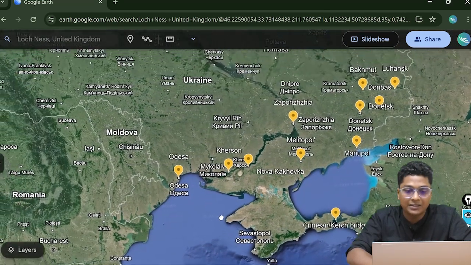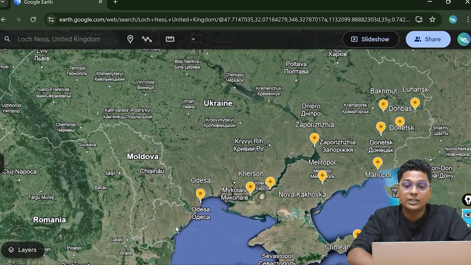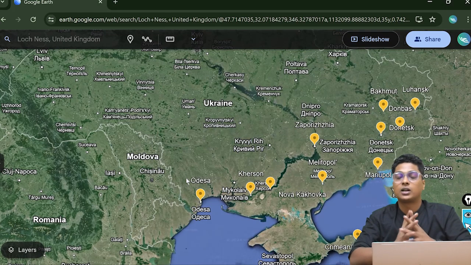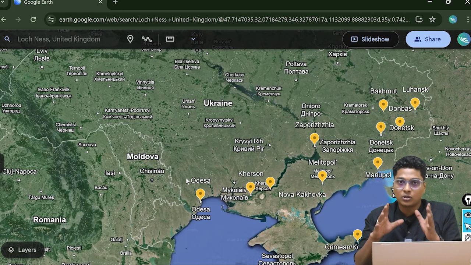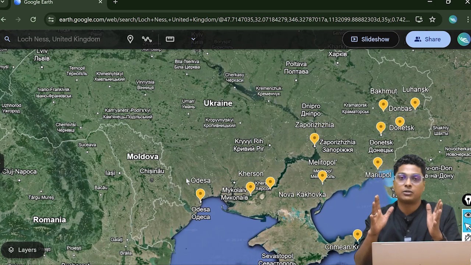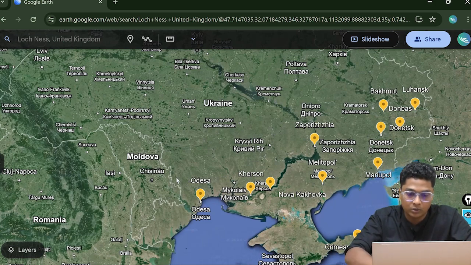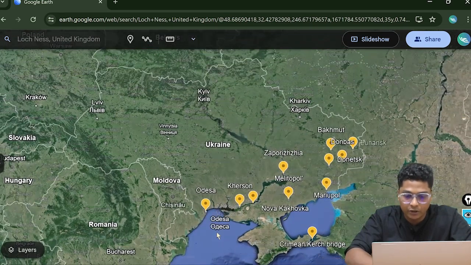Then another important place here in Ukraine is Odisha, the natural heritage site, and this is regarded as one of the natural heritage sites in danger, right? This title was provided to Odisha, which is a port city here in Ukraine.